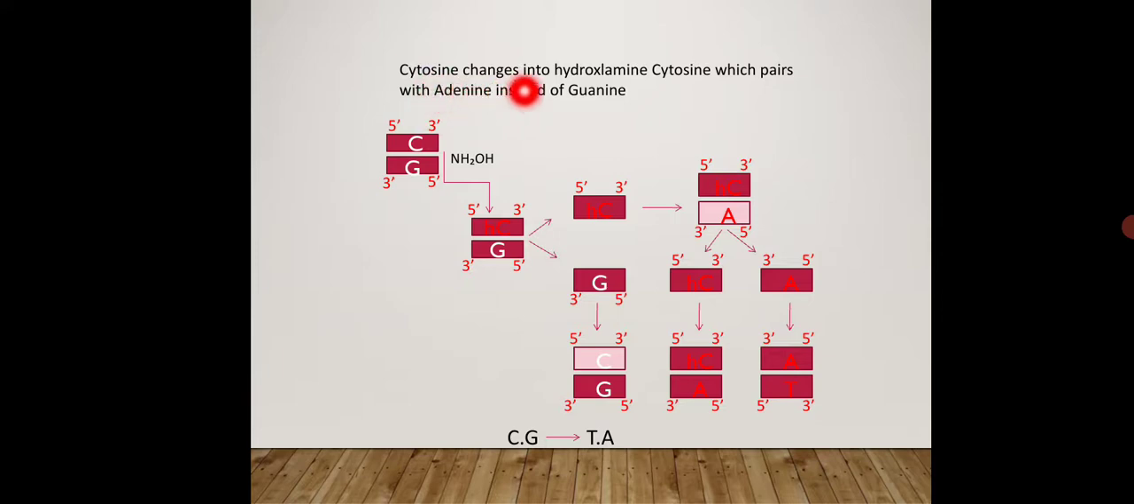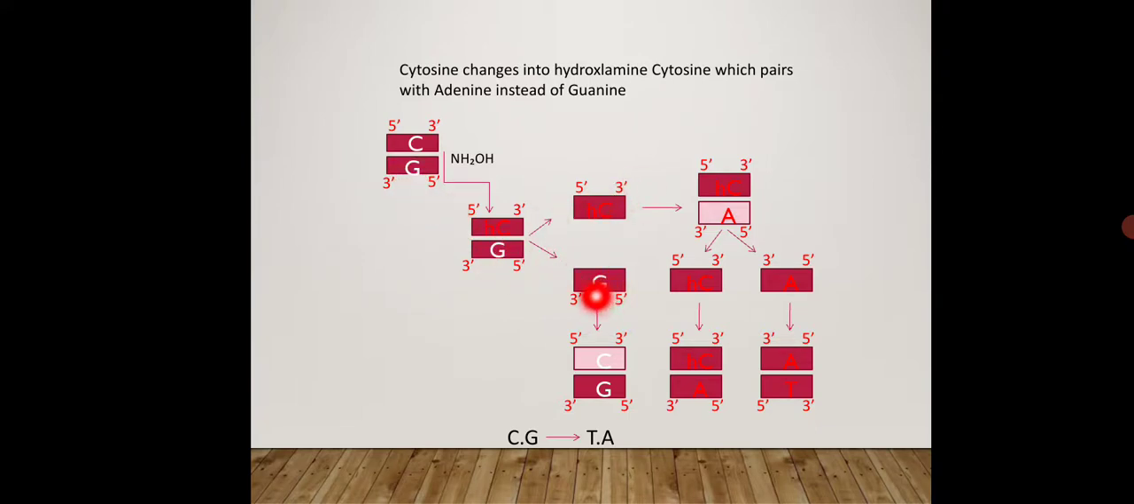See, cytosine changes into hydroxylamine cytosine, that is HC, which is the mutated form. So when you add this hydroxylamine, this normal cytosine will get converted into the mutated form, that is hydroxylamine cytosine, which will pair with the adenine instead of guanine. So let's see, this is the normal gene C and complementary G. When you add the hydroxylamine, instead of cytosine there will be hydroxylamine cytosine, and this guanine is there.